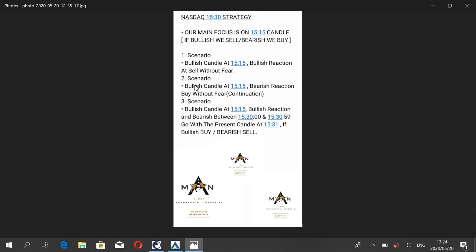Second scenario: if you have a bullish candlestick at 15:15 and exactly at 3:30 you have a bearish reaction, this means that Nasdaq is likely to continue with the direction of the 15:15 candle. So your direction will not mainly depend on the 15:15 candle, but on the reaction at 3:30, right?